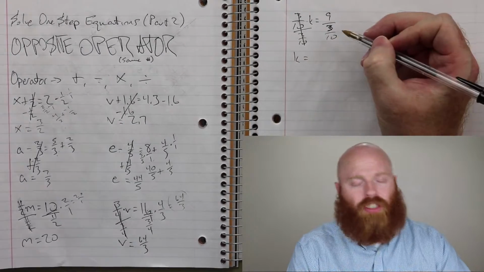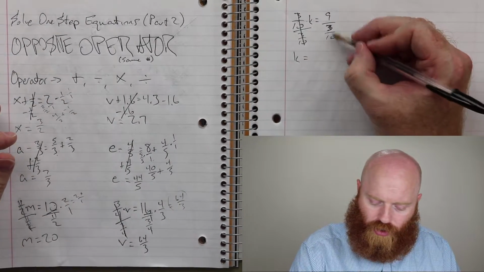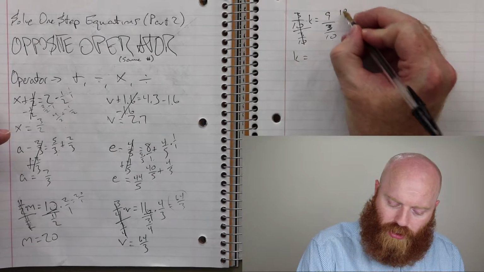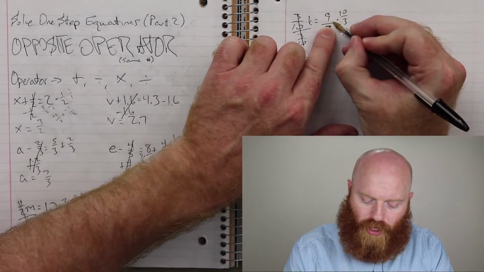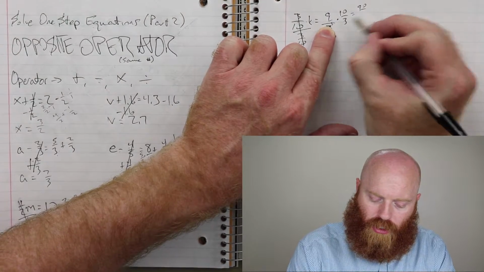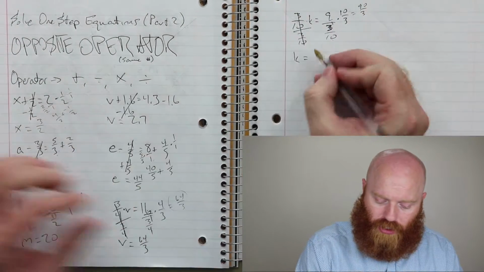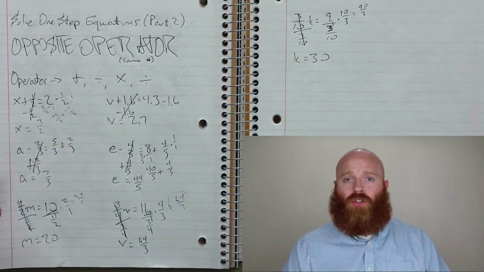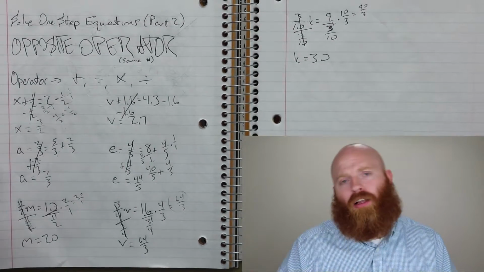And then 9 divided by 3/10, I have to invert and multiply. So instead of 3/10, I'm going to put 10/3. And then to multiply, this is a whole number, so put it over 1. 9 times 10 is 90. And 1 times 3 is 3. 90 divided by 3 is 30. The answer is 30.